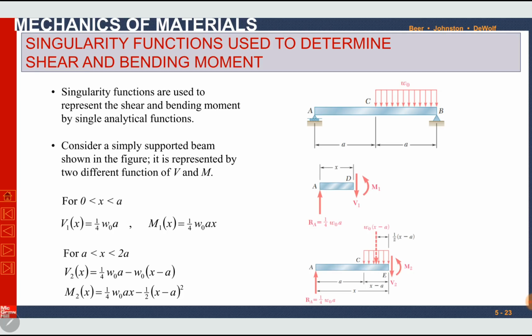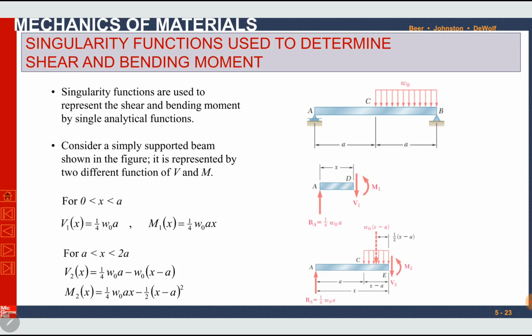In the previous methods, we were able to find shear force and bending moment between different points in different sections, but we couldn't write a single expression for shear force for the whole beam or a single expression of the bending moment for the whole beam. Now in the singularity method, we will be able to write a single expression of shear force for the whole beam. Similarly, a single expression of bending moment for the whole beam.